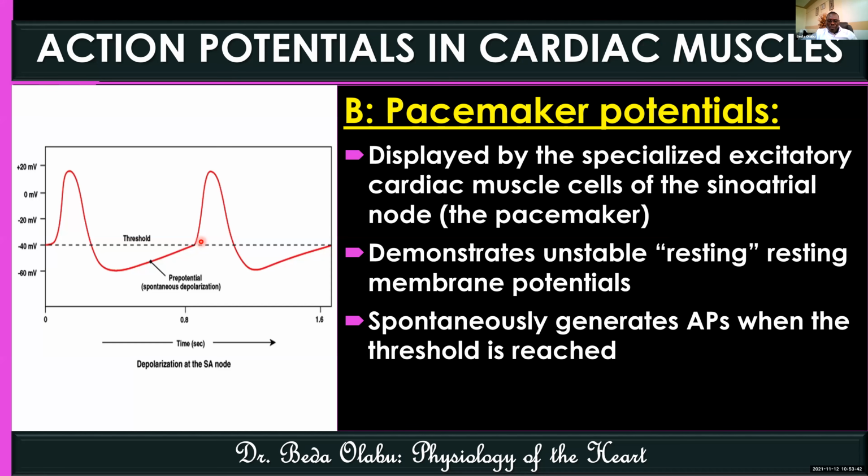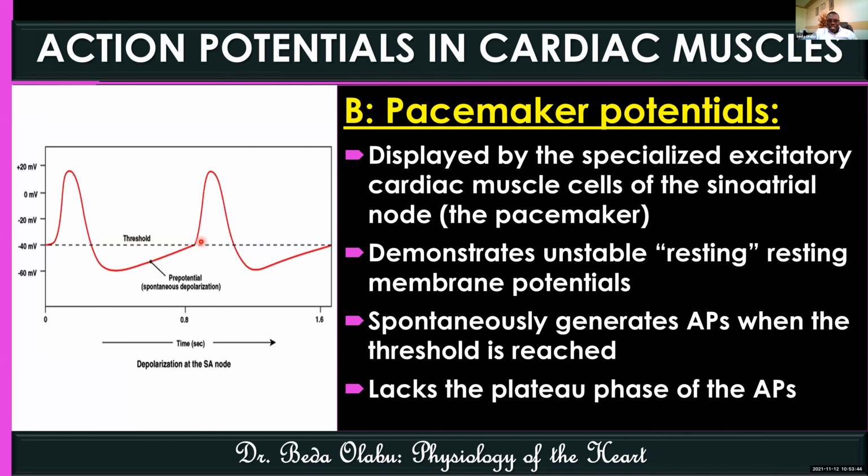The other thing unique about it is that the pacemaker potential does not have the plateau phase. Therefore, those two things actually make the sinoatrial node the actual pacemaker. Because if it lacks a plateau phase, it means that it can generate impulses faster than the other muscles which have a plateau phase. And that is why this is the pacemaker.